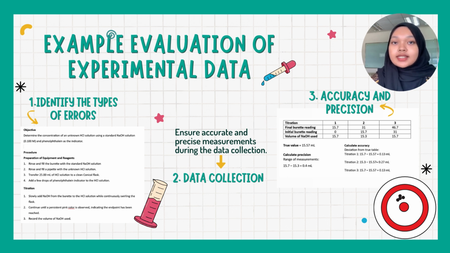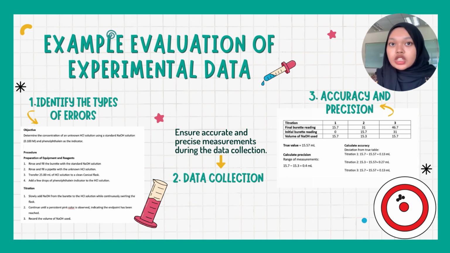Lastly, accuracy and precision. As we know, accuracy refers to how close a measurement is to the true value. On the other hand, precision relates to the consistency of repeated measurements. So let's look at the example. In determining the volume of sodium hydroxide needed for vinegar, the true value of this data is 50.57. We get this value by doing an average calculation, summing all the measured volumes of sodium hydroxide that were used and dividing by the number of titrations.